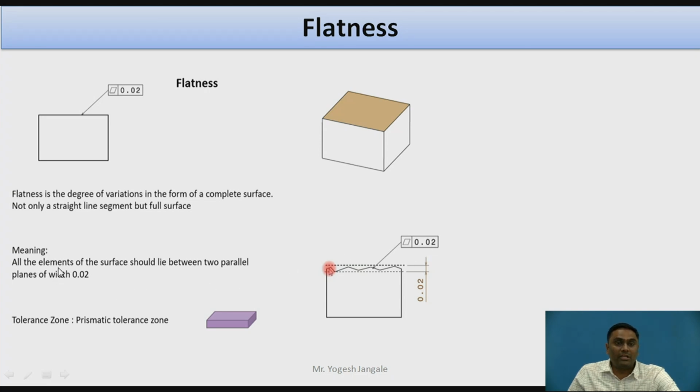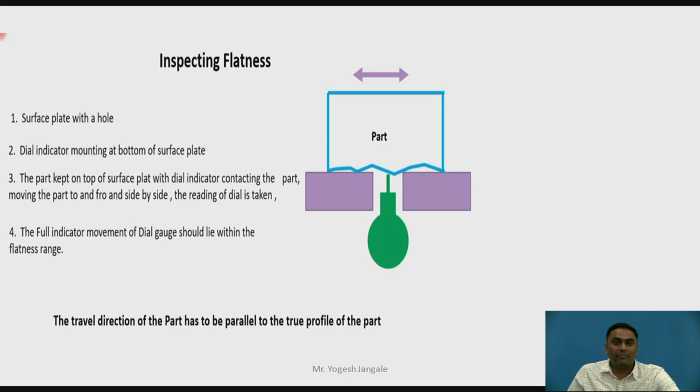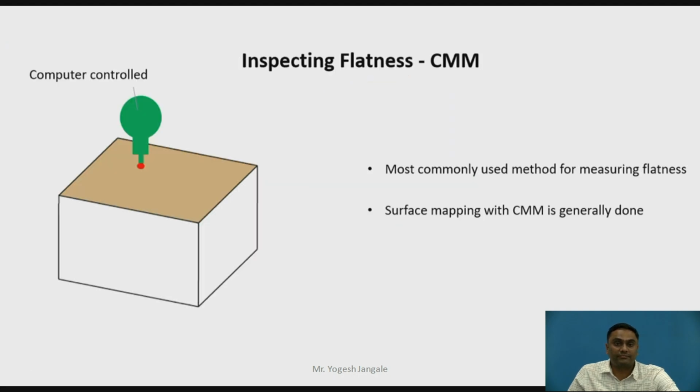All the elements of the surface should lie between two parallel planes 0.02 apart. This 0.02 is the two dotted lines indicated over here, and this surface should lie within these two dotted lines only. Then we can say it is exactly flat. It can be measured with the help of an indicator, where an inverted indicator is assembled to a surface plate which has a hole, and the upper part can be moved in any direction so that it stays within the tolerance zone. This is the indication of the inspection method for flatness.